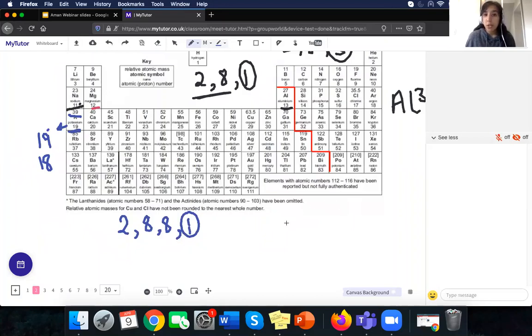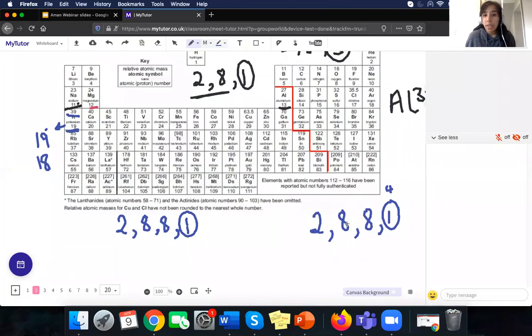So to do the electron configuration, the first shell would have 2, the second shell would have 8. Again, these are rules that you just have to learn, that the first shell has 2, the second shell has 8, the third shell has 8. 2 plus 8 is 10, plus 8 is 18, but the atomic number is 19, so that means the fourth and outer shell has 1 electron.